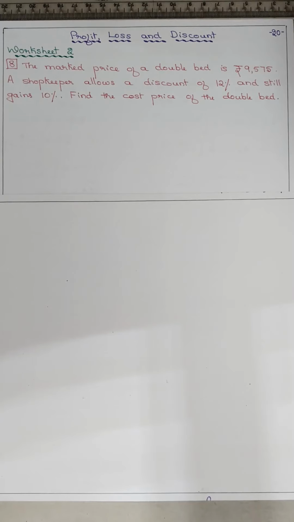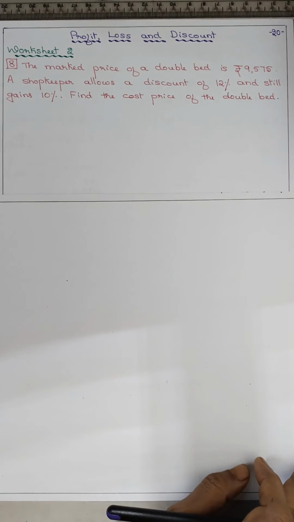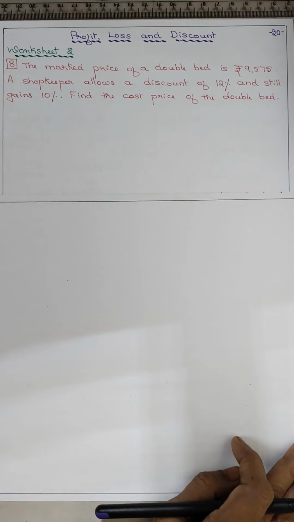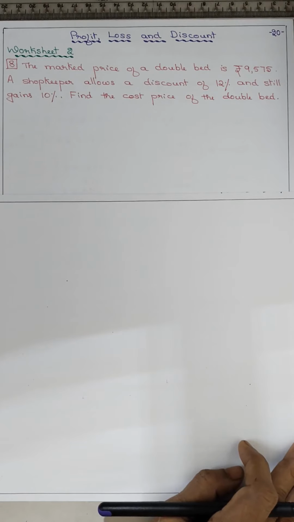We are discussing worksheet 2 of profit, loss and discount. Coming to the 8th sum: the marked price of a double bed is rupees 9,575 and a shopkeeper allows a discount of 12% and still he gains 10%. Find the cost price of the double bed.